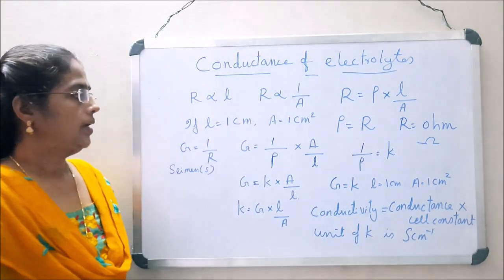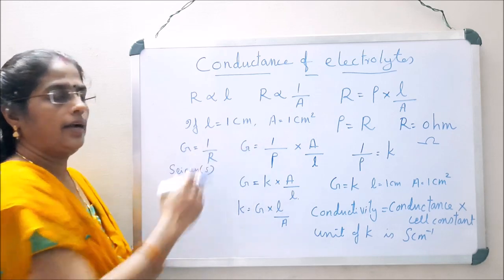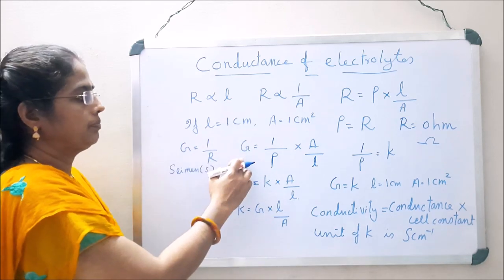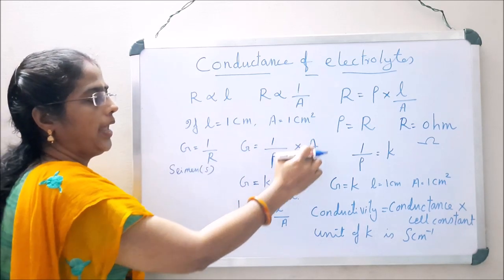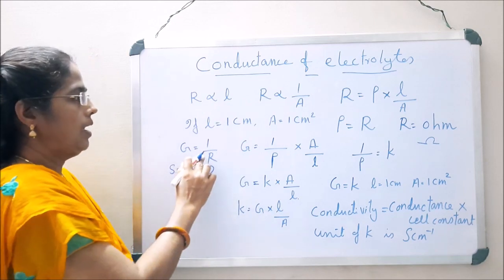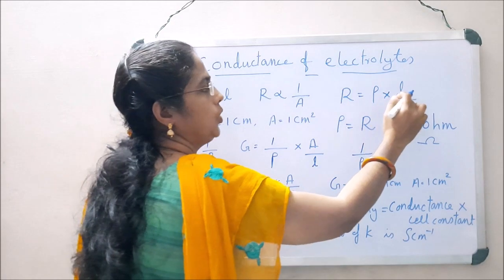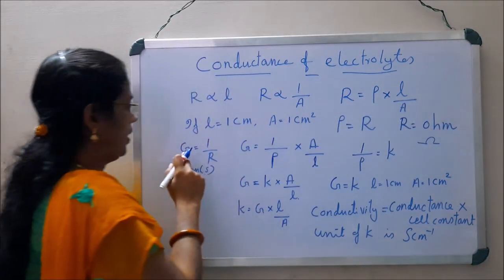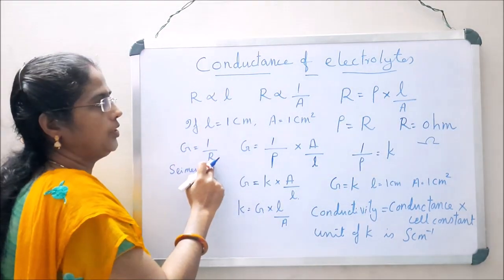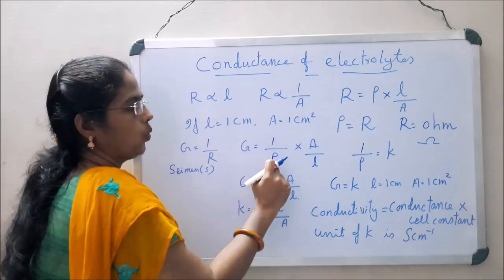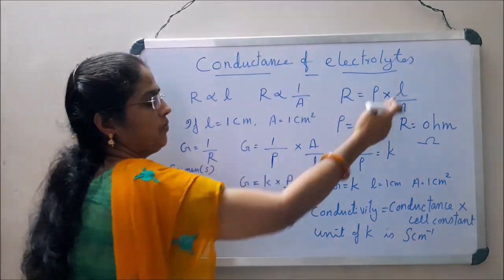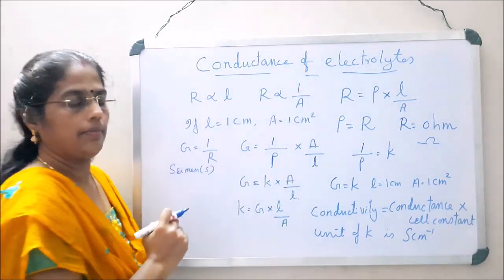Then this conductance G is equal to 1 by rho into A by L. This is because, as we know, R is equal to rho into L by A. 1 by R is equal to 1 by rho into the reciprocal of this one, that is A by L.